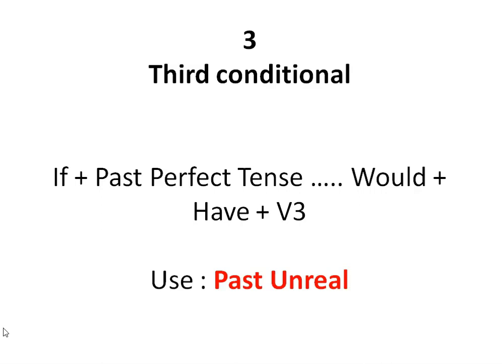Third conditional is used in past unreal situations that have already happened. Past indicates the things that have already happened, and unreal because they are imaginary and not real. If we understand the examples, we can comprehend much better. First look at the pattern: if plus past perfect tense, and would plus have plus V3.